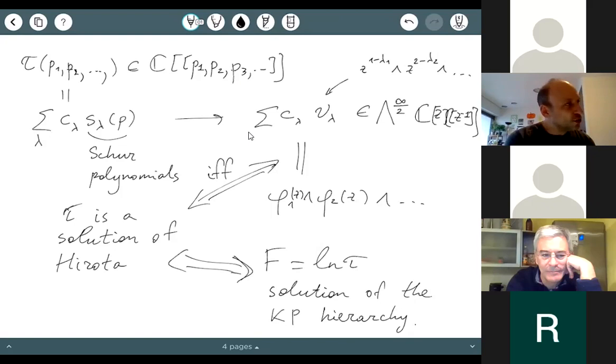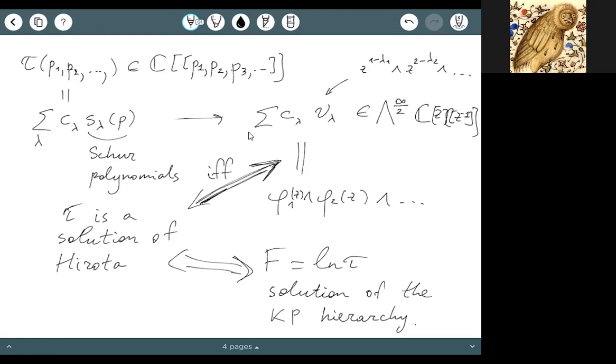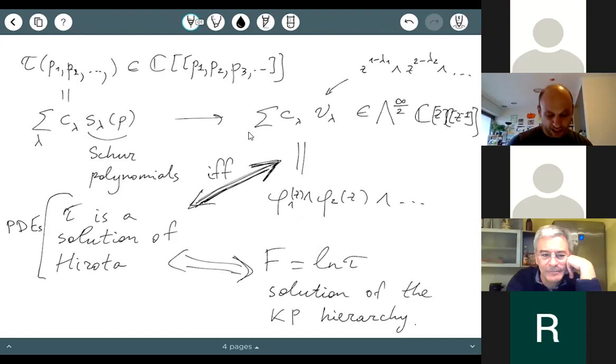So I do not know if anything like that can work. I mean, the proof of this. So you see, there is actually a very strong theorem that this equivalence is a very surprising fact, because here you have Plücker relations to determine if a vector is decomposable or not. The fact that Plücker relations combine into partial differential equations, so this Hirota hierarchy is a hierarchy of PDEs.